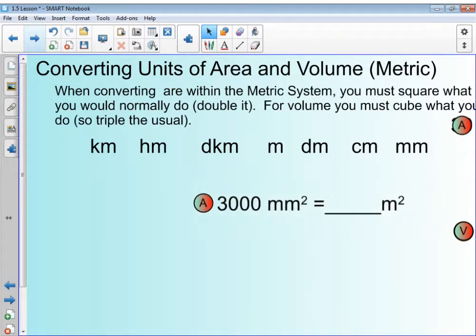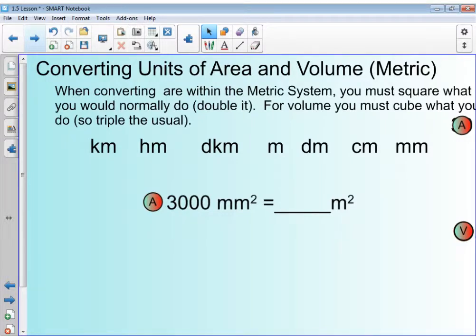All right, so I want you to pause the video and try this one. So go ahead and pause your video, give yourself a chance to work through this one, and then check back. Okay, when you did this one, you should have ended up with 0.003 meters squared.